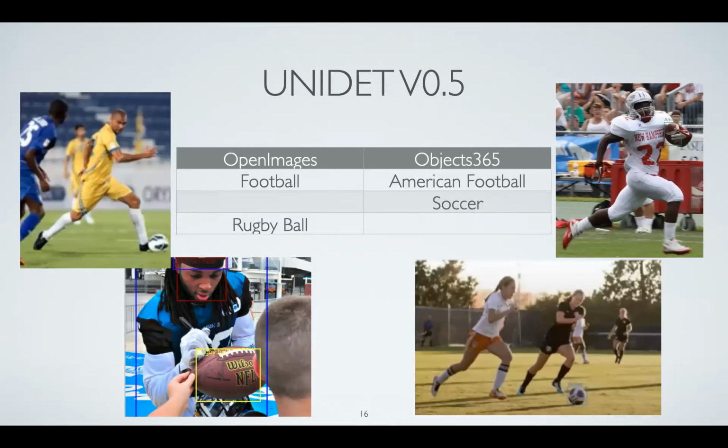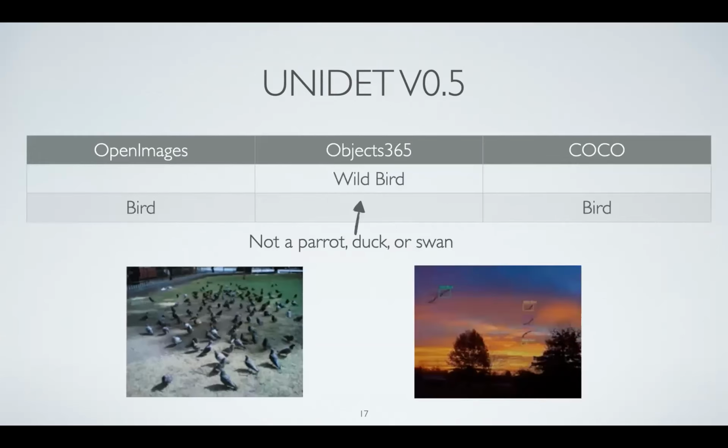Let's look at some example images of football and American football. Probably because Oliver lives in Europe and has not watched an American football game, he didn't realize American football is a brown oval ball that is played by hand. It is more similar to a rugby ball in Europe. But soccer and football are the same thing in any language. Also, it is unclear what a wild bird refers to by just looking at the words. After looking into the category list and images of Objects365, we figured out that wild birds in Objects365 are birds that are not a parrot, not a duck, and not a swan.